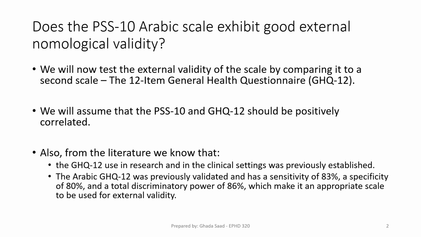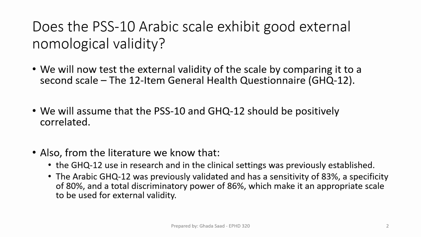Based on the literature, the researchers expect that the perceived stress scale and the General Health Questionnaire are positively correlated. In other words, a respondent with a higher score on the PSS-10 scale will also exhibit a higher score on the GHQ-12 scale. Or another way of saying it, someone who perceives that they have higher stress levels will most likely show signs of mental health issues or distress as well.